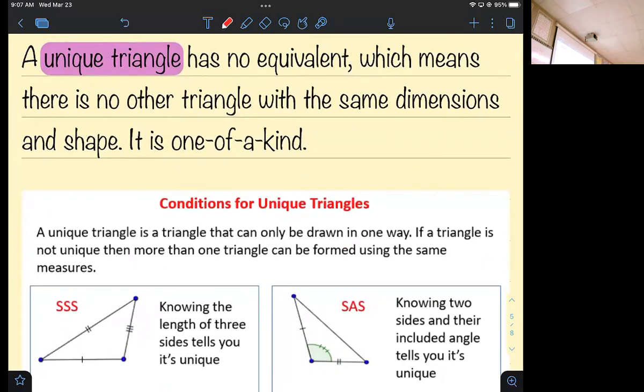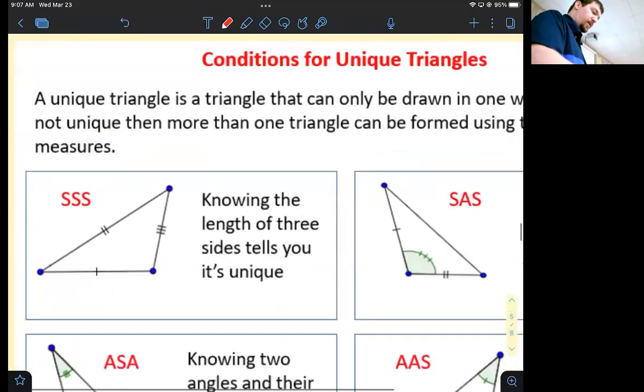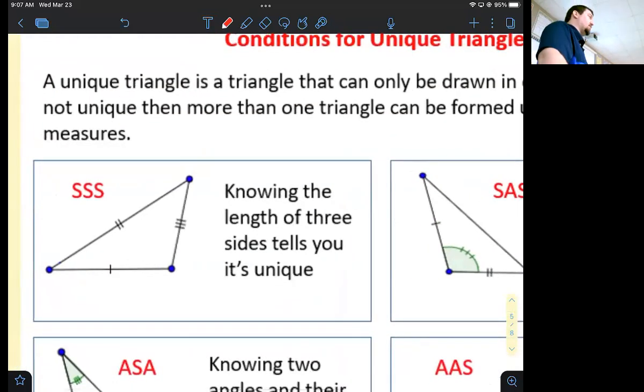So for example, if I said, draw a triangle, and you had rulers and protractors to measure your angles. If I said, draw a triangle that has a 4-inch side, a 5-inch side, and a 6-inch side, I just gave you 3 sides. Well, according to this, if I give you 3 sides of a triangle, every one of your triangles is going to look exactly the same because that triangle is unique. There's only one like it.